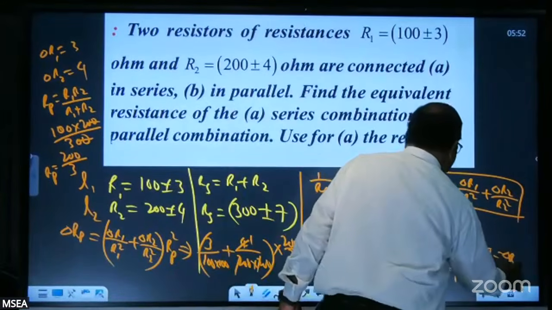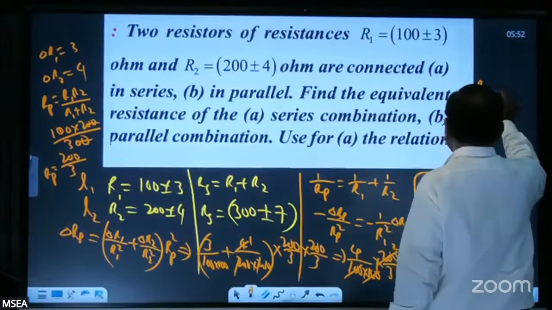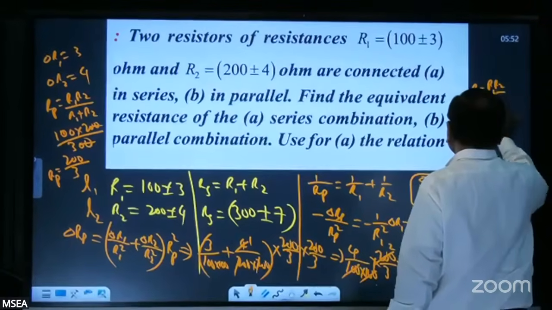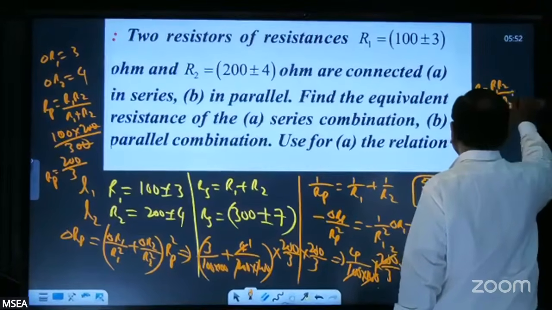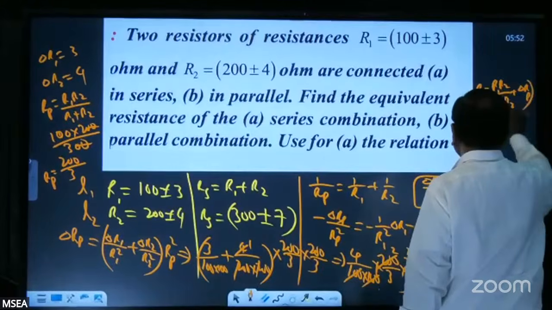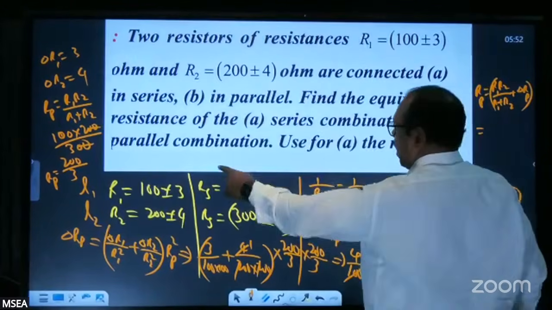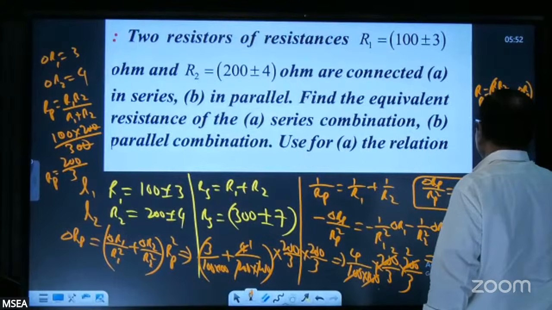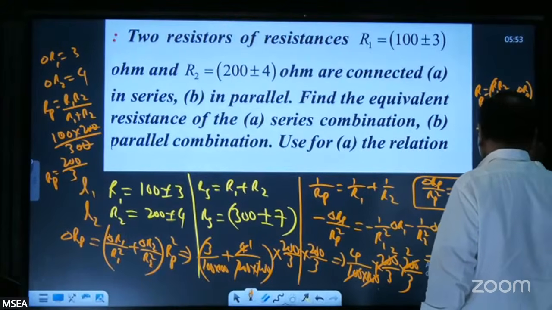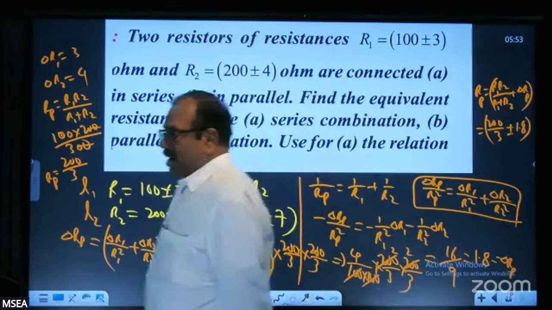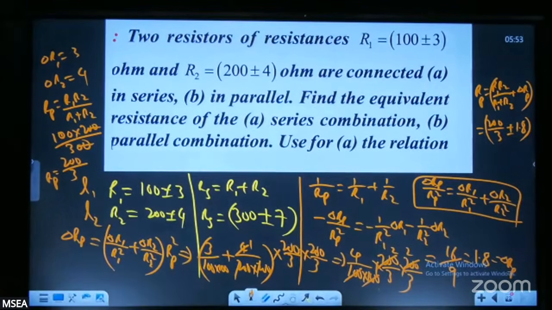Delta Rp. Then what can we write in parallel? In parallel it is product by sum plus or minus delta Rp, which should be equal to Rp, which is 200 by 3 plus or minus 1.8. That's the way we can write this in parallel.